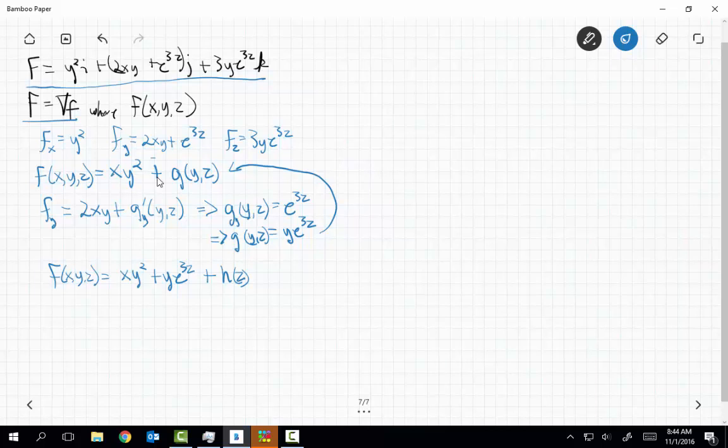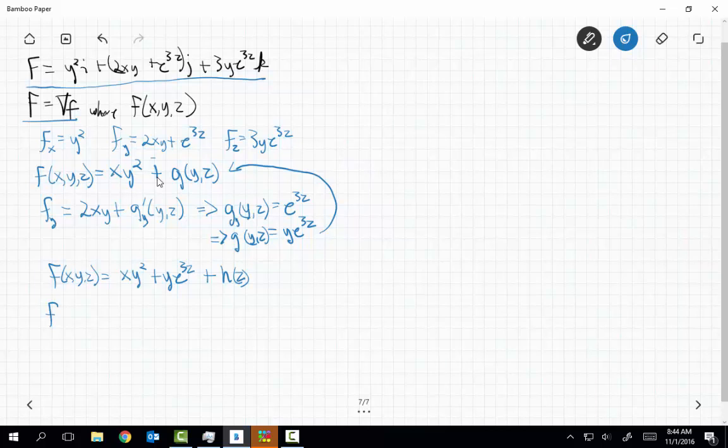Now, let's double check. Let's make sure that I'm in good shape based on my partials. If I take the partial with respect to x, what do I get? This goes to 0, this goes to 0, and I get a y squared. Yay! If I take a partial with respect to y, I get 2xy. This becomes e to the 3z, and this goes to 0. Yay! But I have to account for the possibility that there's an h of z. How do I do that? Well, it's the same trick I pulled before.